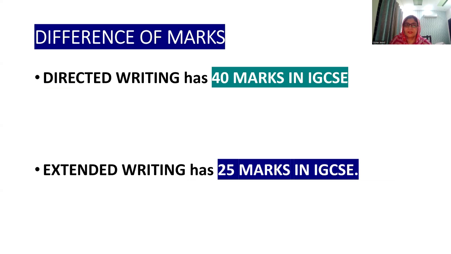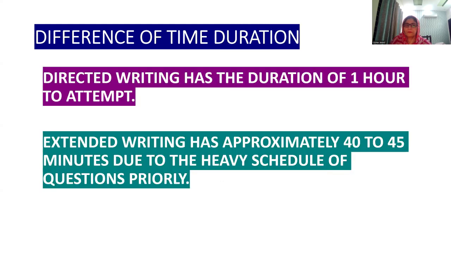The second difference is the difference of marks. In the syllabus of IGCSE 0500 English First Language, the directed writing question has 40 marks, whereas the extended writing question has 25 marks. But as far as the depth of the question is concerned, extended writing is more technical, more deep, and more implicit than directed writing. This difference I will explain further.